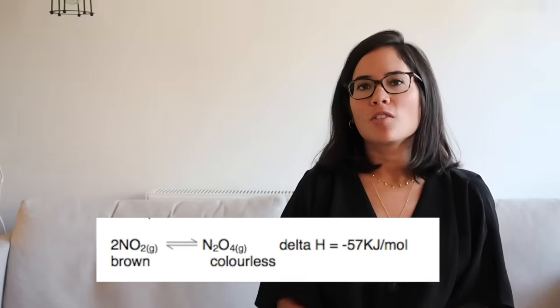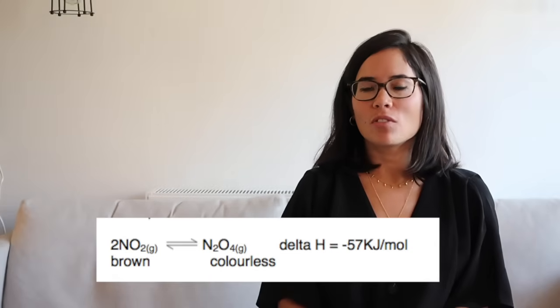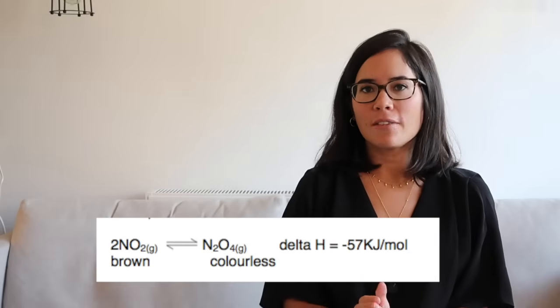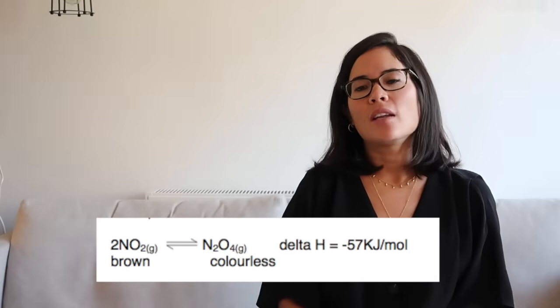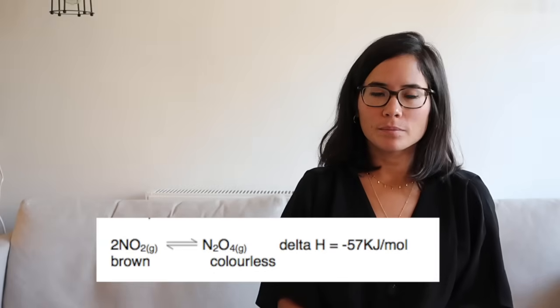So what happens when we increase the temperature is the endothermic reaction will be favoured, which means the reverse reaction will be favoured. So the position of equilibrium shifts to the left. You therefore make more NO2, and so the colour changes and it becomes brown.